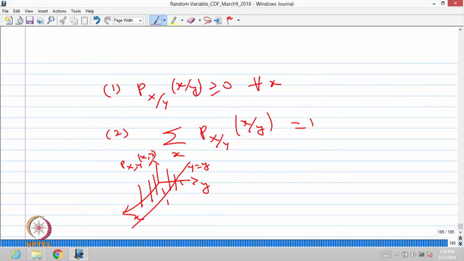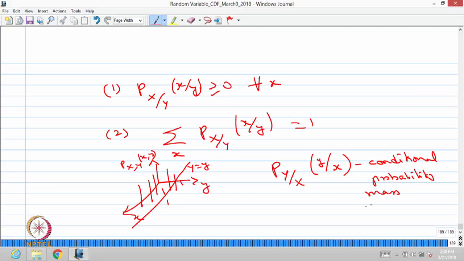The same way one can visualize the conditional distribution of y given X equal to small x. That is a conditional distribution of y given x as a function of y, treating small x as a constant. So, this is called a conditional probability mass function of y given X takes a value small x.